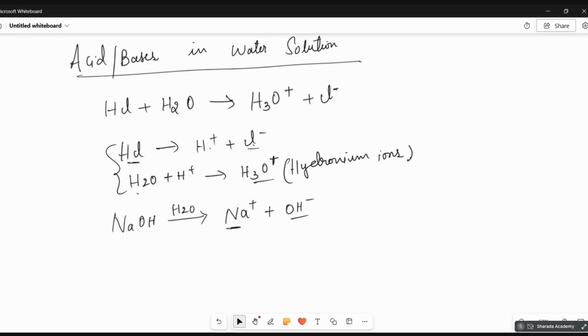Now, how to add an acid to the water? Can we just mix acid directly? No, you can't, because it is a highly exothermic reaction. Acid combining with the water is a very fast and highly exothermic reaction. So what happens is that the acid will start bumping out because of that heat. So whenever you want to add acid to the water, you have to add the acid drop by drop to the water.